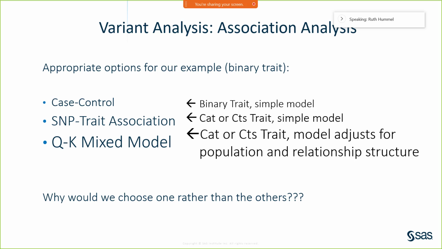SNP trait analysis, I'm allowed to extend that. It doesn't have to be a binary trait. It could be something with many categories, or it could even be a continuous trait. Still a pretty simple model. And QK mixed models, any kind of trait, but the model now will also put in an adjustment for the population structure and the relationship between the dogs.